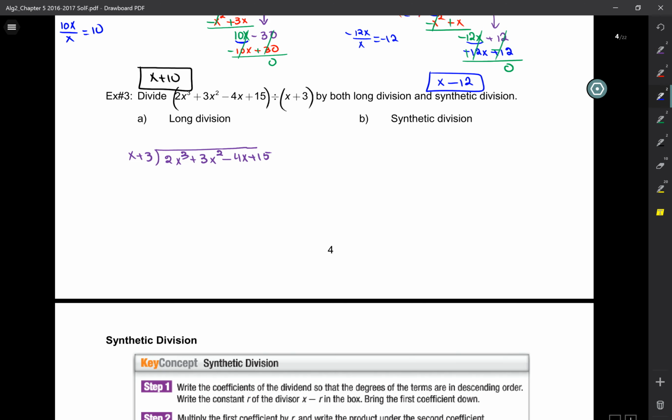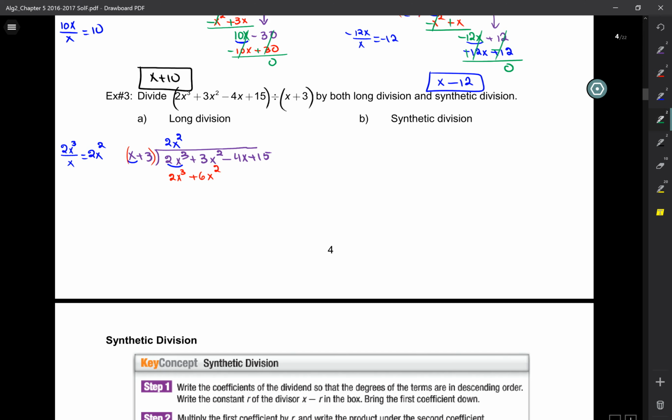I'm going to speed things up just by a hair this time. So first over the first. 2x cubed over x gives me what? 2x squared. That goes up here. Now what do I multiply that by? 2x. Okay, so I get 2x cubed plus 2x squared times 3 gives me 6x squared.